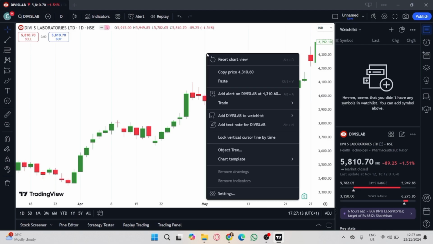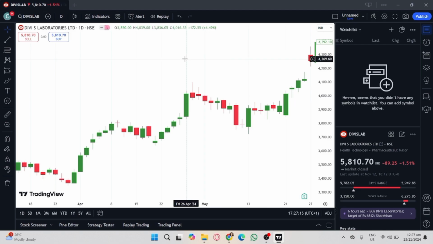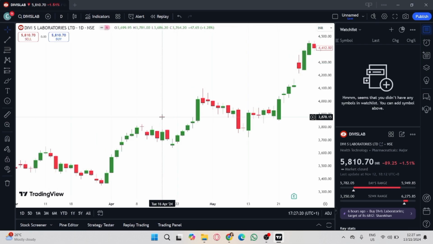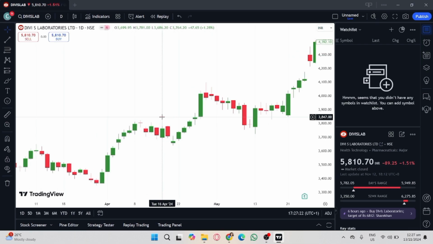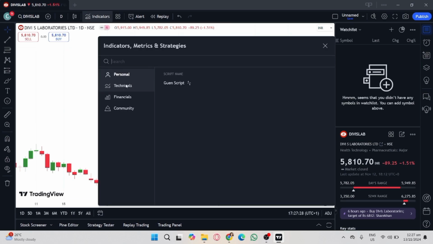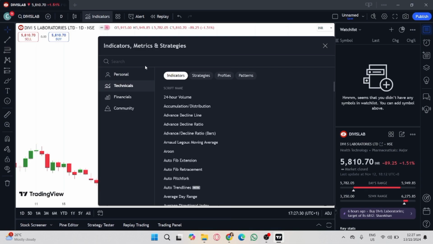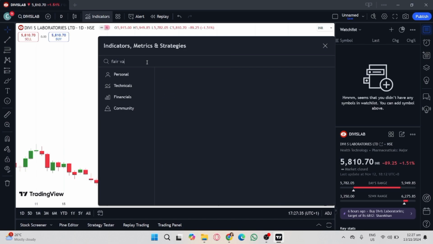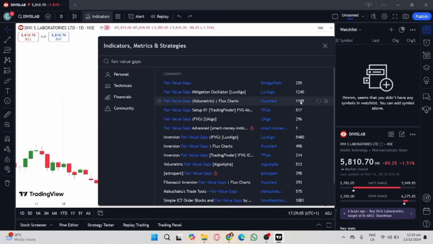In this video, I'm going to show you how to use rectangles on TradingView to see fair value gaps. So first, as you can see here on your TradingView account, go to indicators and then select fair value gaps. Make sure it's on the technical section. So type the fair value gap and select the Volumetric Flux Charts fair value gap.